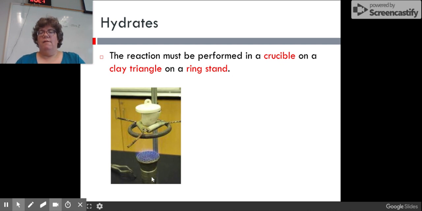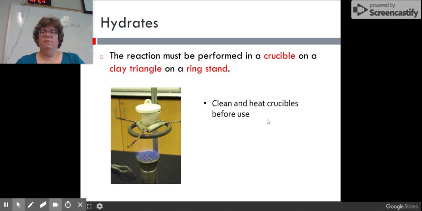So we have a Bunsen burner. This is called a crucible. It is what your sample will go in, and it will sit on this clay triangle on a ring stand above the Bunsen burner. So you're going to heat this up super, super hot to evaporate off all that water.